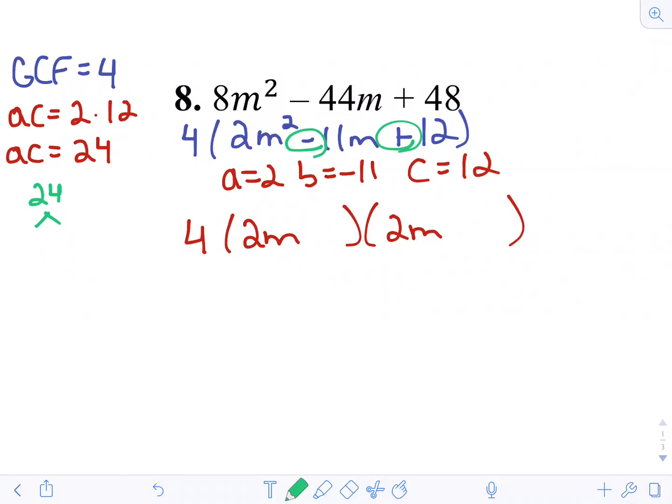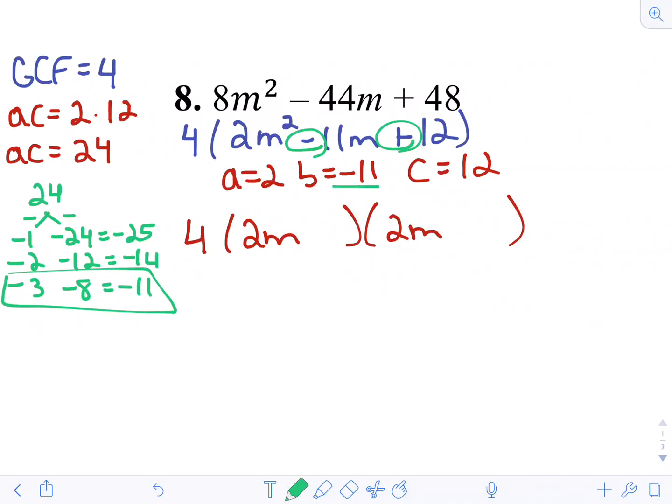So anytime you have a positive, you have 2 options. Either it can be a negative times a negative, or it can be a positive times a positive. Well, if you look right here, the middle sign tells you your answer. This is going to have to be a negative times a negative. So negative and a negative, and we'll just go ahead and start with 1. So we have negative 1, negative 24. That would give us negative 25. Negative 2, negative 12. That will give us negative 14. Negative 3, negative 8. That will give me negative 11. And that's what I want because I need it to equal this negative 11. So we have minus 3 and minus 8.